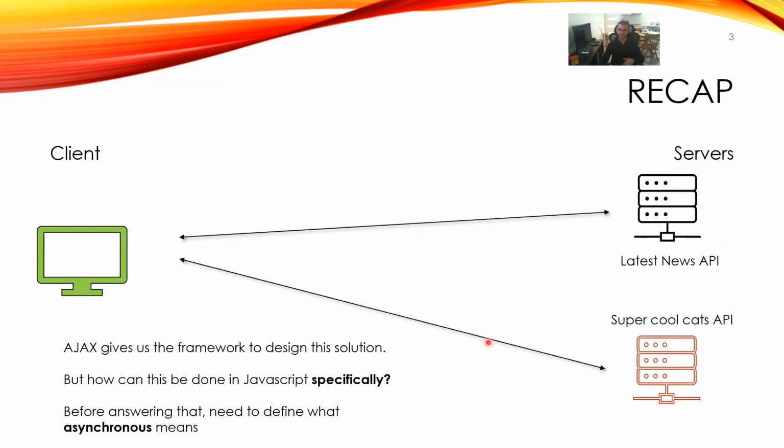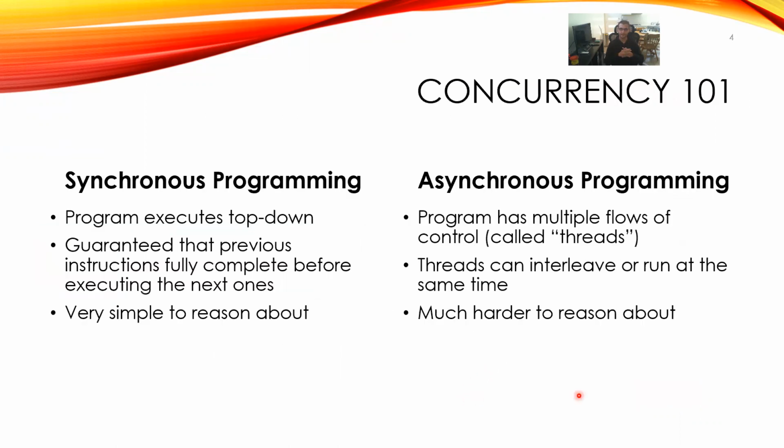So Ajax gives us the framework, right? We know we need some asynchronous stuff for lazy loading, but how do we do this specifically in JavaScript? In fact, what does asynchronous actually even mean? That's what we're going to explore first. And then we're going to see how this works in JavaScript. So this will be a very brief primer for concurrency because concurrency is a big, big topic. But hopefully we'll be able to convey enough information that you guys will at least have an intuitive understanding of how all of this stuff works.